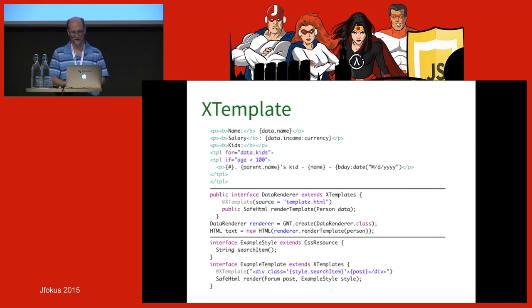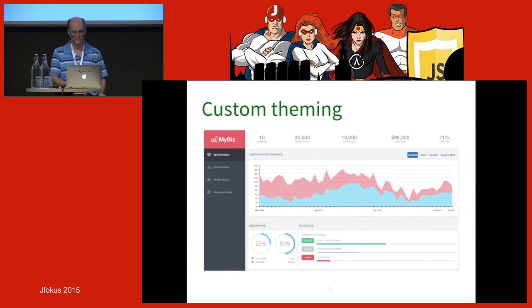So here we're declaring a render template method, takes a person object, and gives us SafeHtml using the template.html. And then you create that like you do with most things in GWT. In the bottom example, you can see it's also possible to put the code for the template inline right in the annotation, so you don't even have to use a separate file if it's just simple.